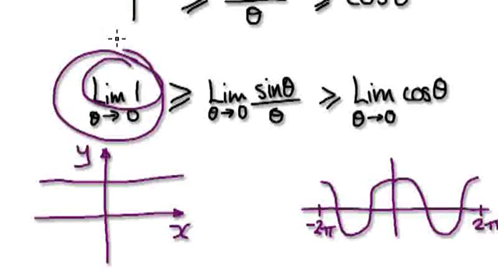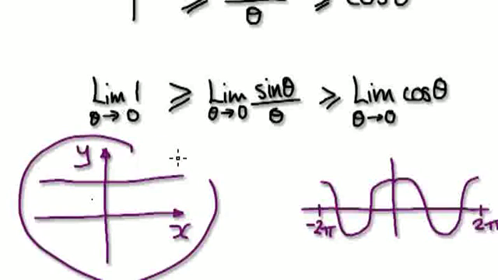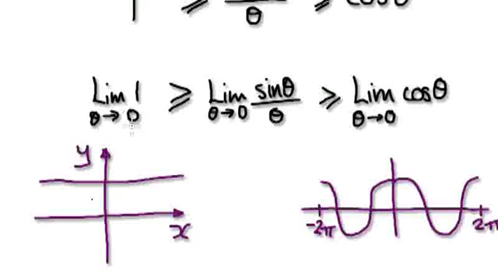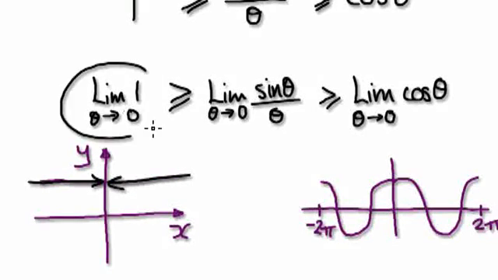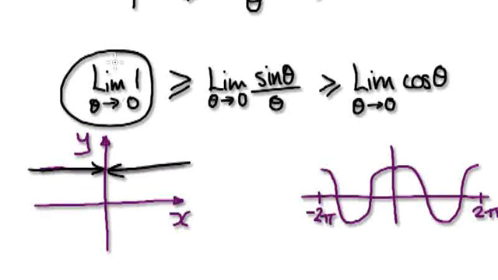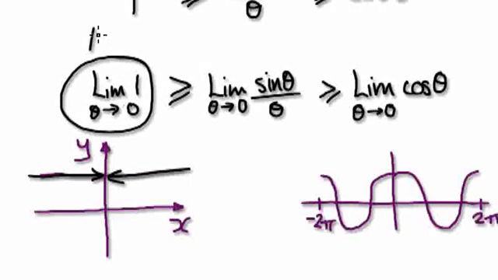Well, if you draw a graph of y equals 1, it would look like this. Now the limit as theta tends to 0. Well, taking the limit here from the left hand side, it approaches 1. From the right hand side here, it approaches 1. So the limit of this is actually 1. Okay, the limit of this here is 1.